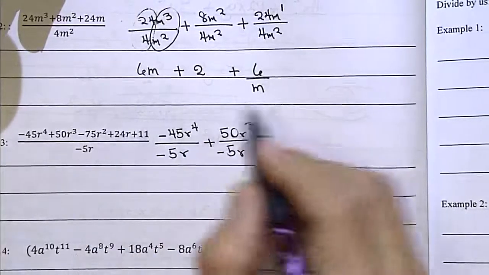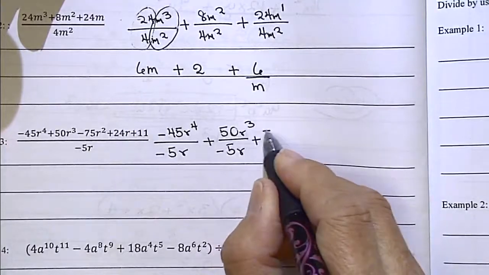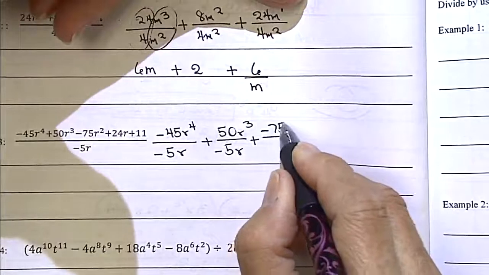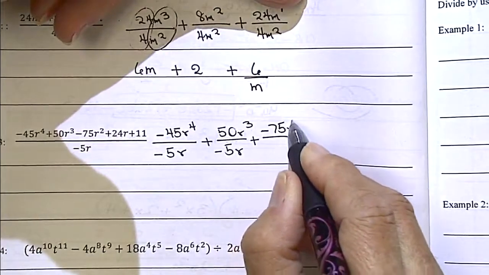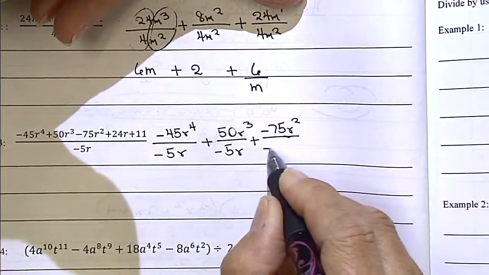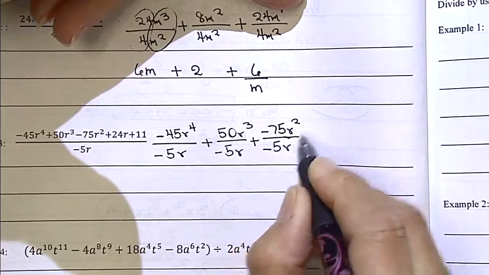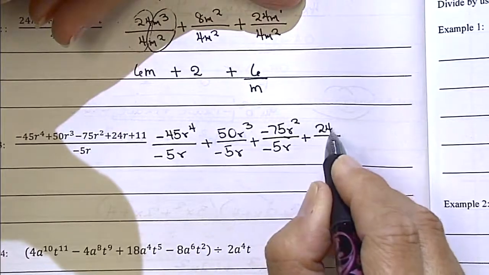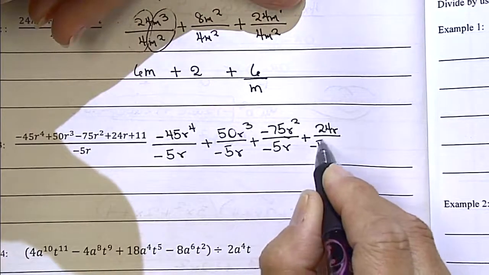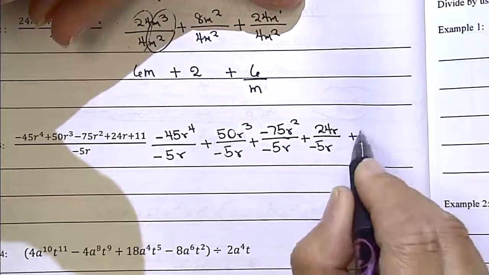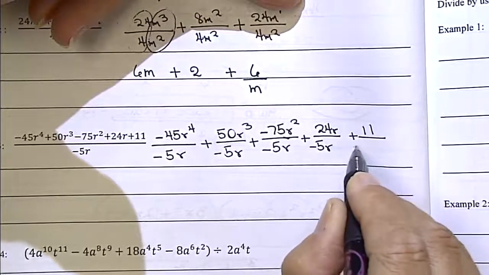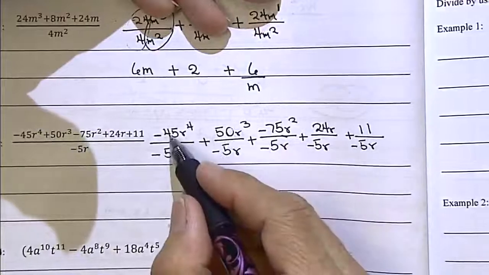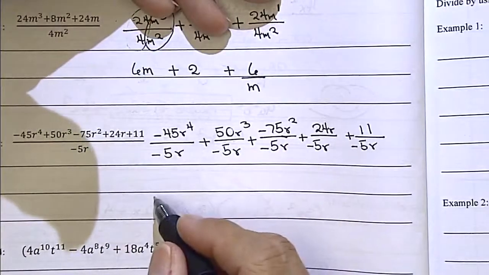And then I've got minus, so I'm going to say plus a minus, okay? Just because it helps me when I've got the negatives to deal with in those numerators. r squared divided by negative 5r, plus again, 24r divided by negative 5r, and plus 11 divided by a negative 5r. Okay, lots of terms. Negative divided by negative, I know it's going to be positive.